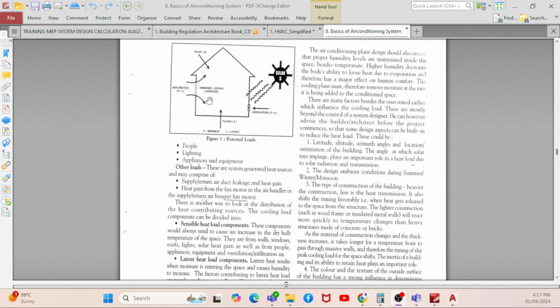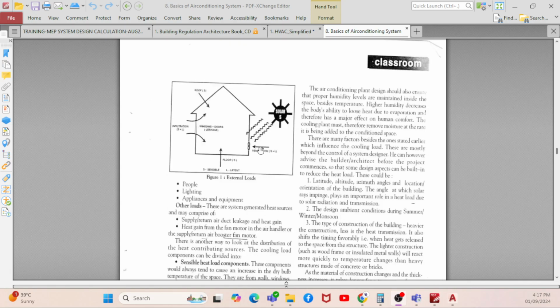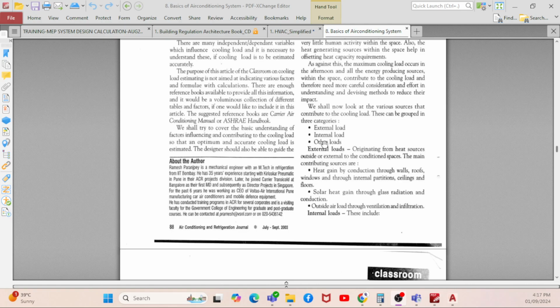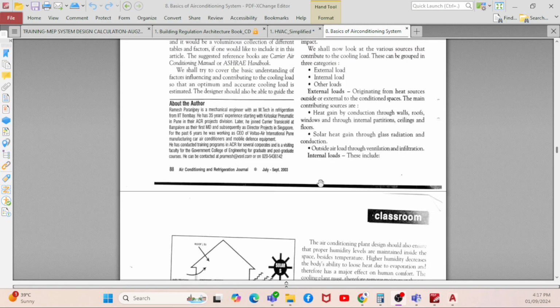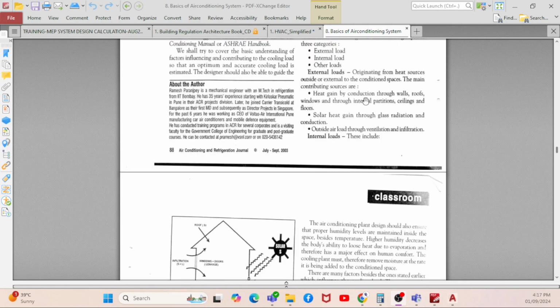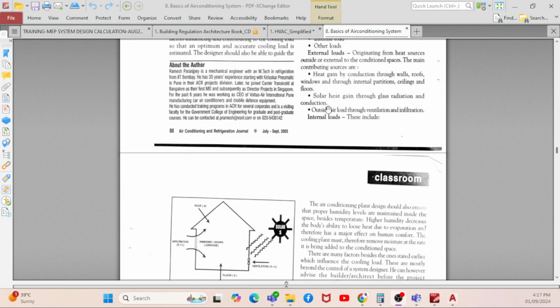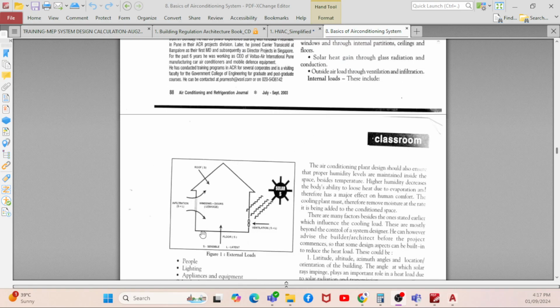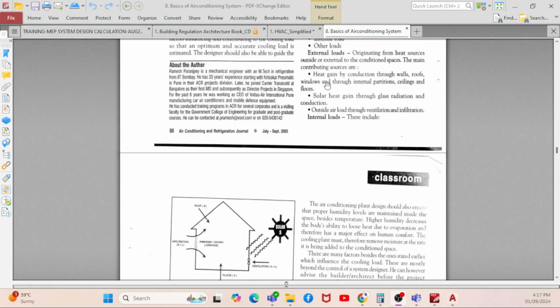See, there is a lot of heat, external loads, right? So if you go to this particular section, there are external load, internal load, and other loads. So the external load, you can see, is heat gained by conduction through walls, roofs, windows. So whatever external heat comes through the building, through the walls, everything, this is called conduction basically. When somebody asks what is conduction, you can say heat gained by conduction through walls, roofs, windows, and through internal partitions, ceilings, and floors.